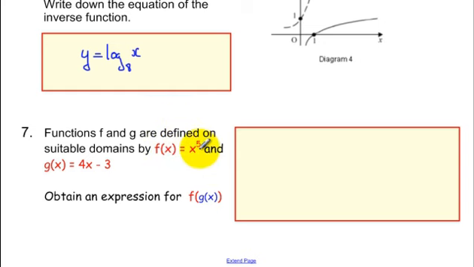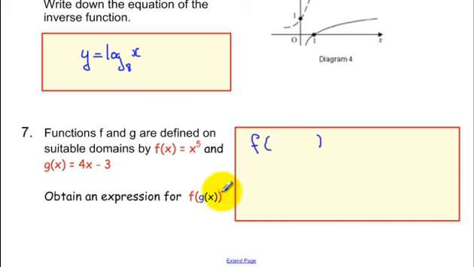So f of x is equal to x to the power 5. Whatever is in the brackets is taken to the power of 5. G of x, whatever is in the brackets, is multiplied by 4, and then 3 is taken away from that. We have to obtain an expression for f of g of x.